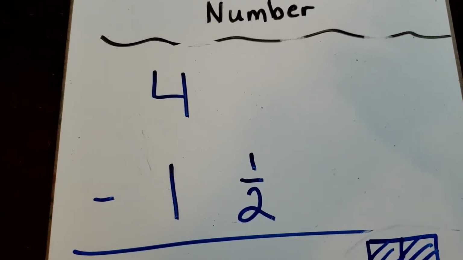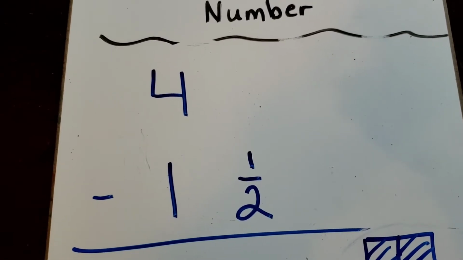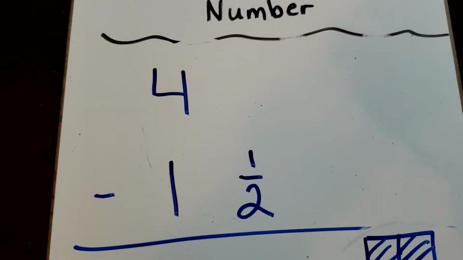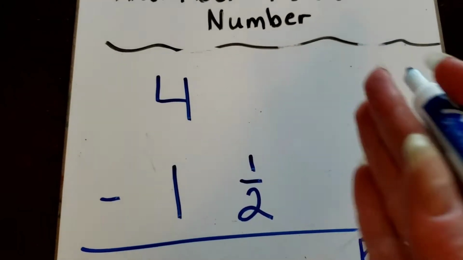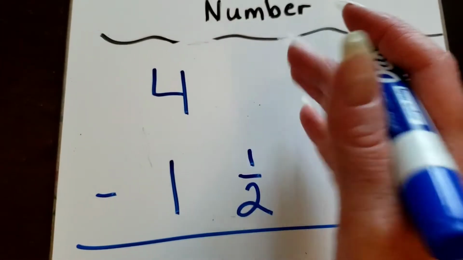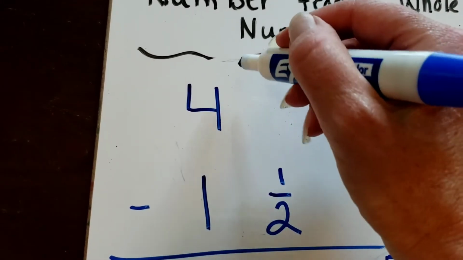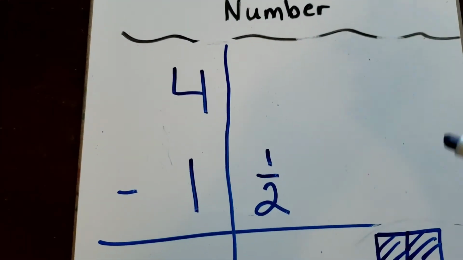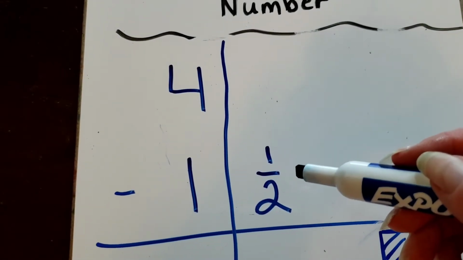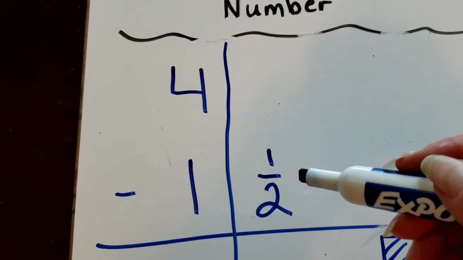So the first thing we have to remember is when we're subtracting fractions, we subtract a fraction from a fraction. But also, whenever we're working with subtraction, we start on the right-hand side. So I'm going to draw a quick line down here to separate my whole number from my fraction for right now. And I want you to really pay attention to the fraction side. That's the side we're going to start.